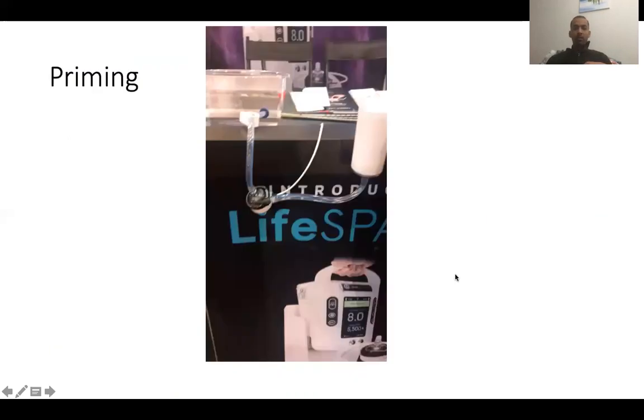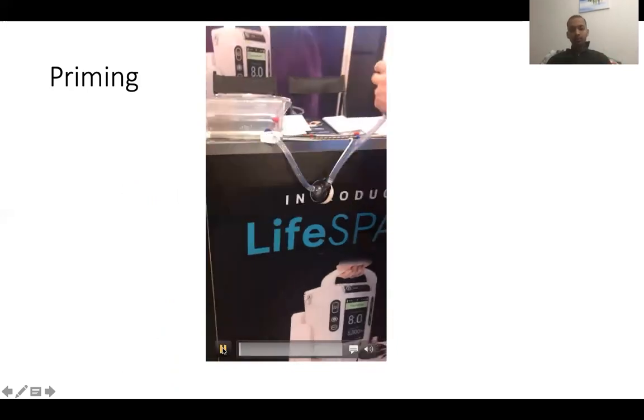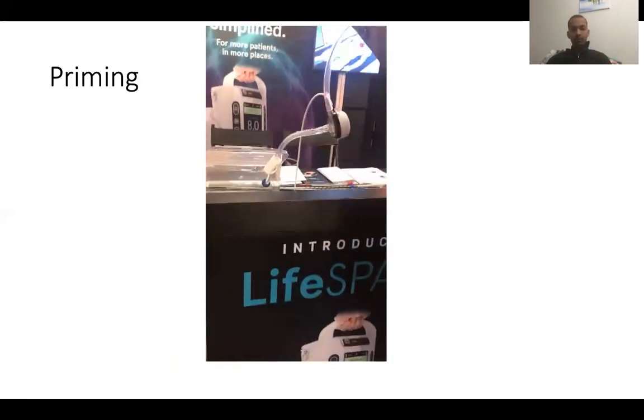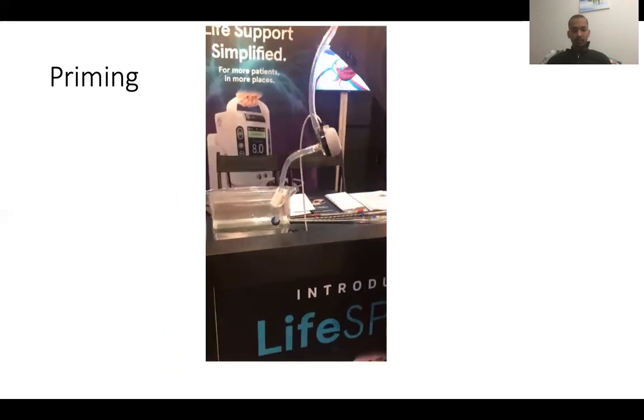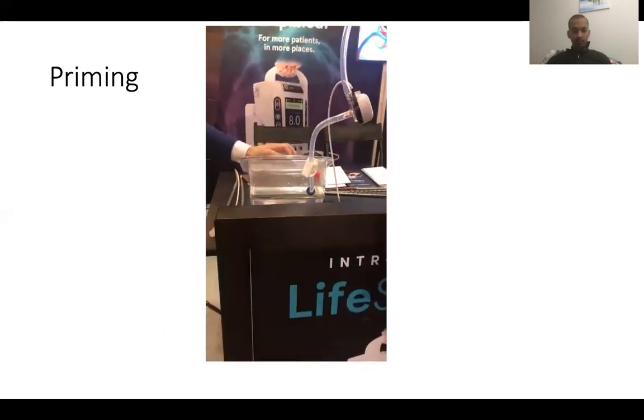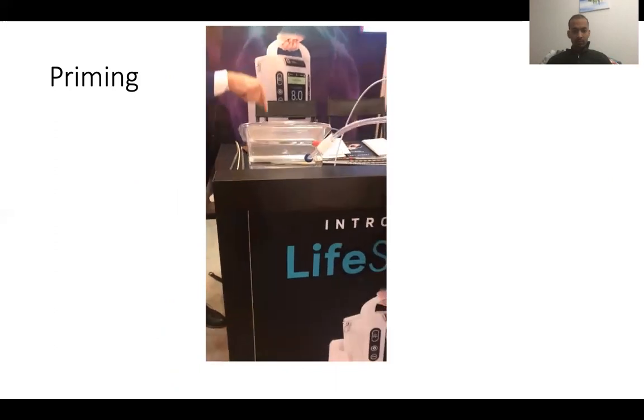The IVC site is the drainage cannula. This is one example of how you would prime the circuit. Real quick, the longest part about priming the circuit is getting 4 liters of normal saline into this priming basin.